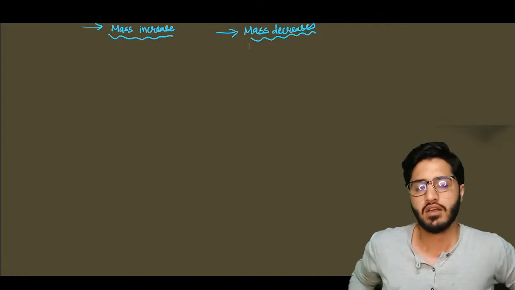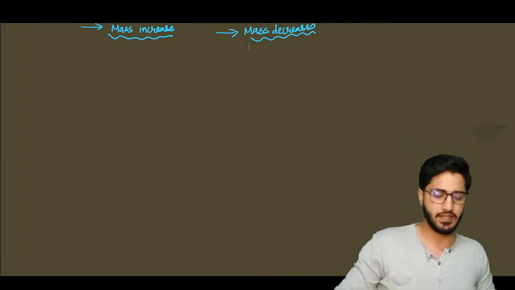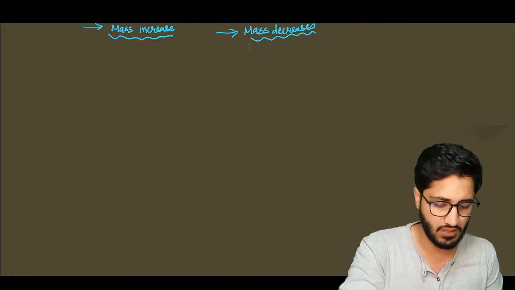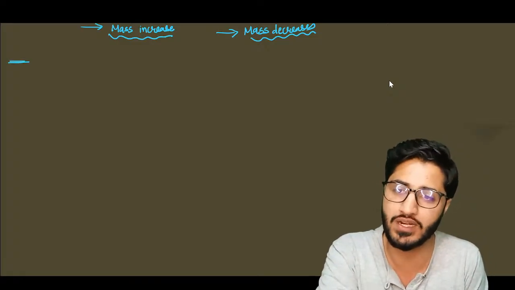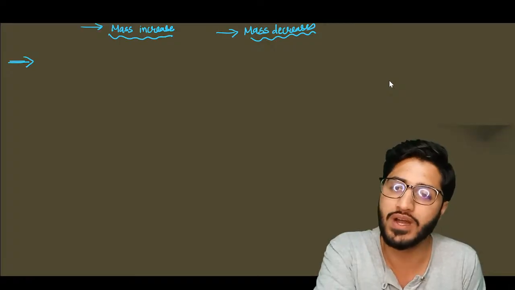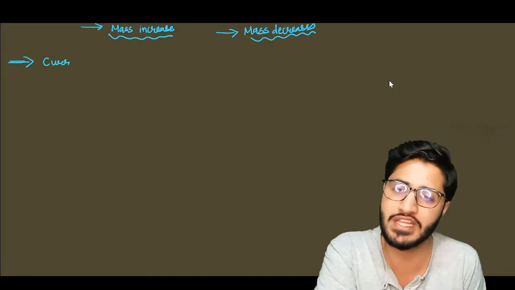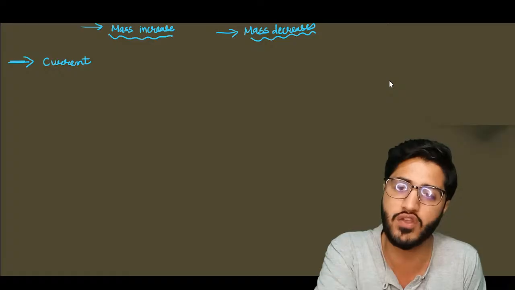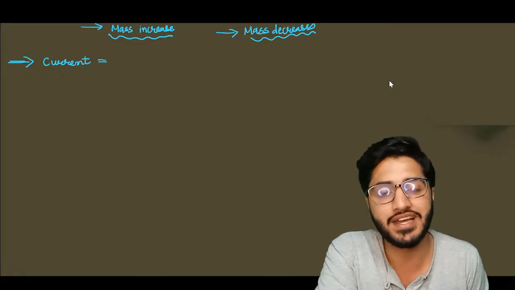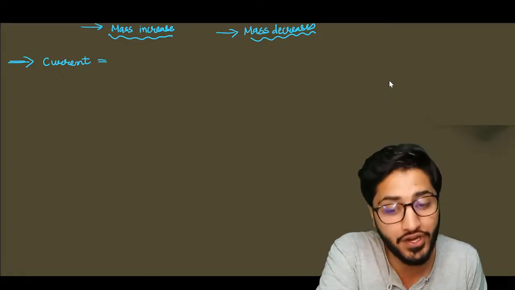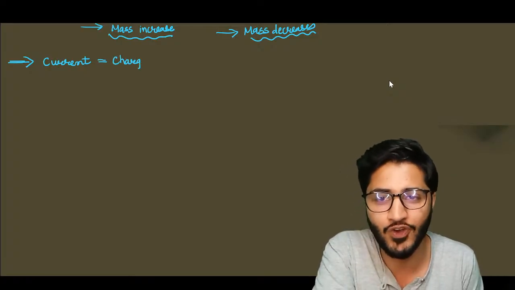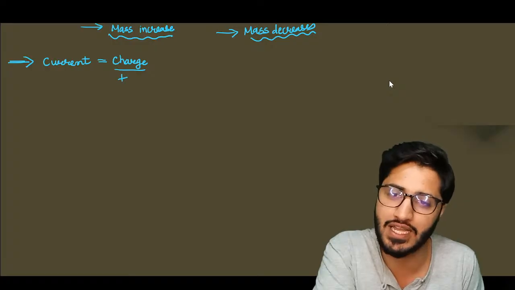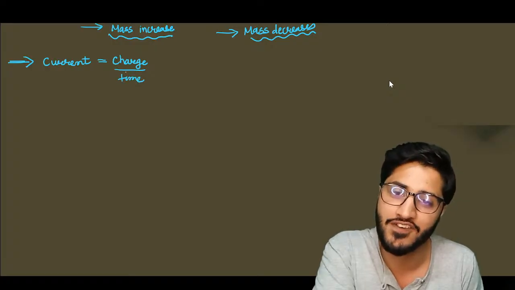Okay. So basically, from your 10th physics, you know one equation: what is current? How will you define current? Sir, current means flow of charge per unit time. So what is current? Current is flow of charge per unit time. Done.